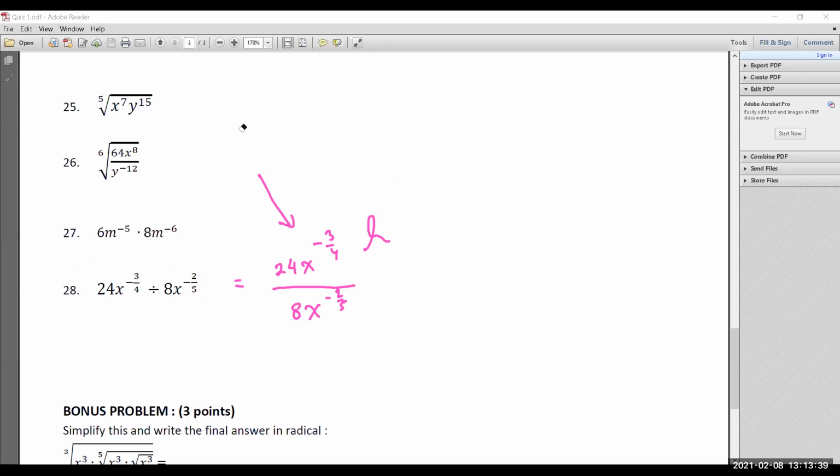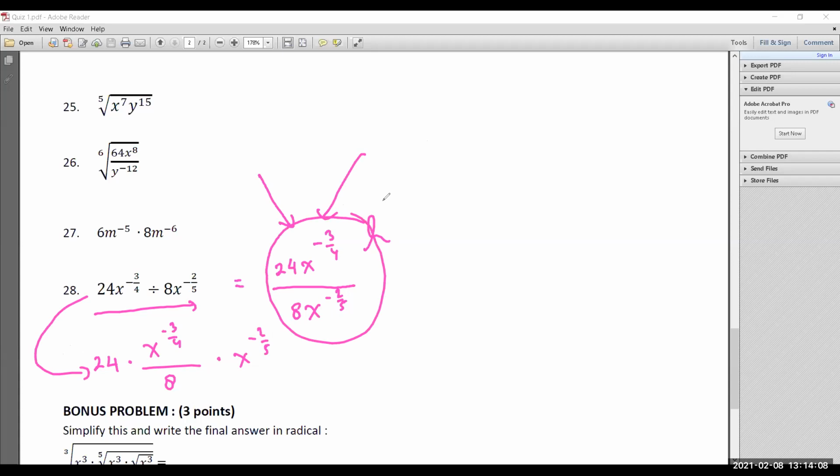We have multiplication and division, which means you have to go from left to right. So actually, it's supposed to be like this. You write 24 multiplied by x to the power of negative 3/4 divided by 8 multiplied by x to the power of negative 2/5. This has to be translated this way, not this way. But since I intended to use this as my problem, I will give full points to those who solve it this way or this way. So there are two answers that I accept.